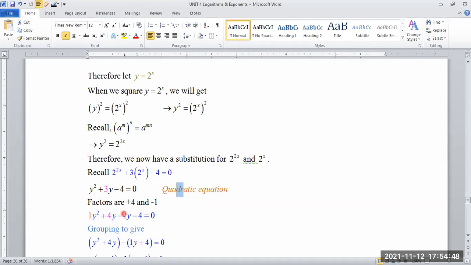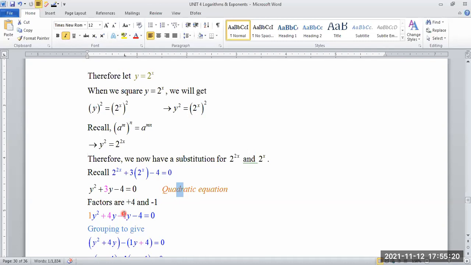And then I'm going to multiply the coefficient of y squared by the constant. So 1 times negative 4 is negative 4. I need two numbers that when multiplied together will give me negative 4, but when added will give me the middle number, which is a positive 3. So I'm going to be looking at positive 4 and negative 1 as my factors.